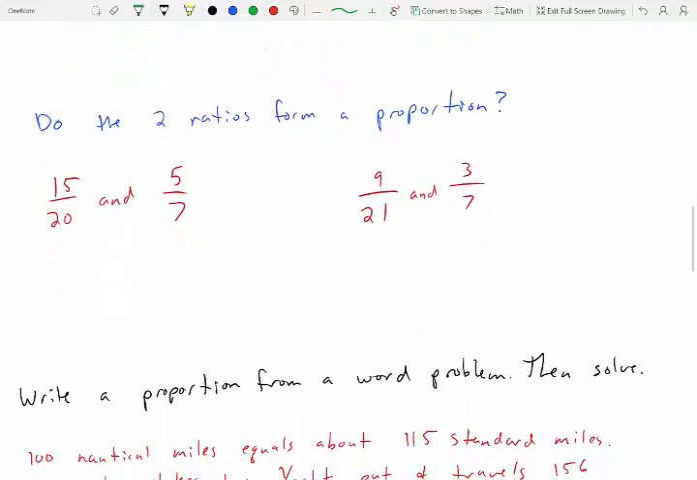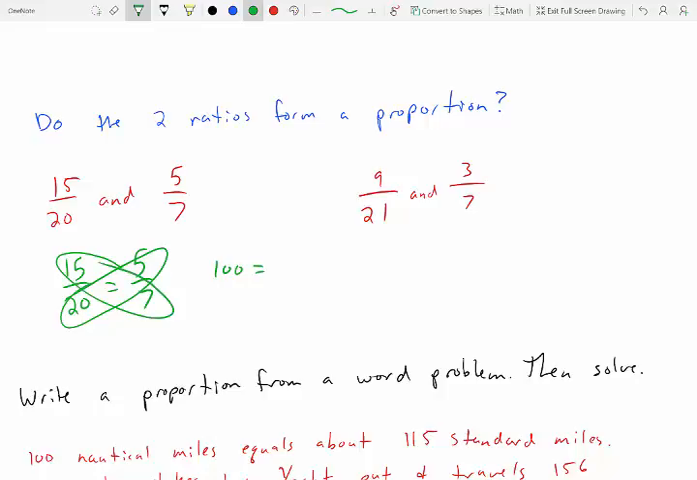Our next example is we have two sets of ratios. We have to tell if the two ratios form proportions. So the way we do it is we set them up into proportions. So we say 15 over 20 equals 5 over 7. And we use our cross product. We say 5 times 20 is 100 equals 15 times 7 equals 105. Since that's not equal to each other, we say no, this is not a proportion.